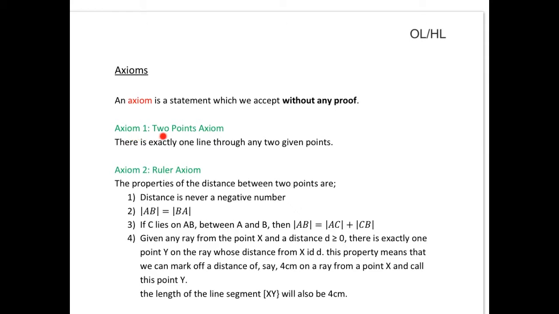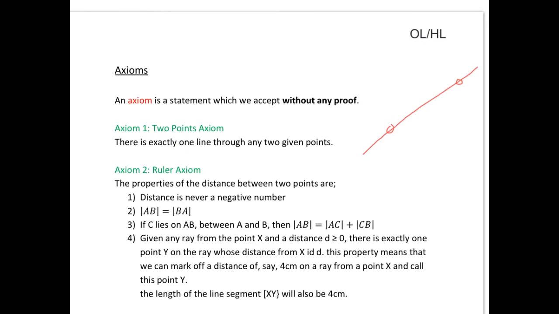So axiom 1, the 2 points axiom, is that there is exactly one line through any two given points. So with a lot of these axioms, they seem like things which seem a bit weird to even think about, but if we have 2 points, there is only one straight line that will pass through both of those points.